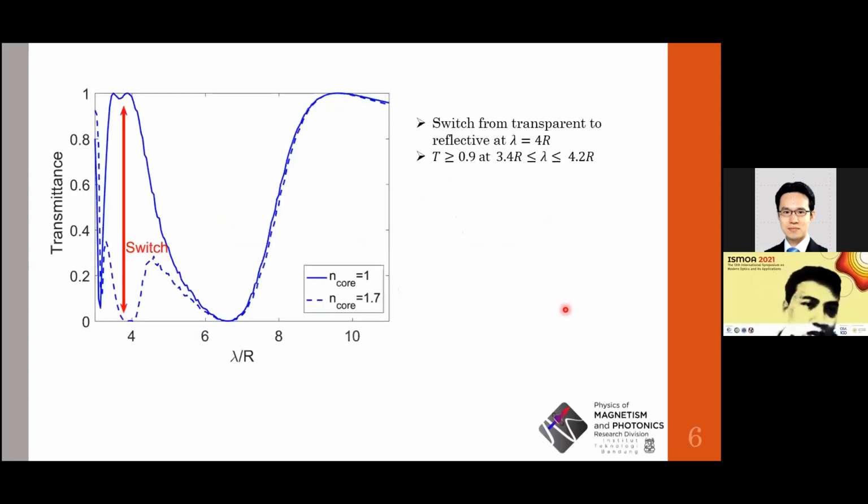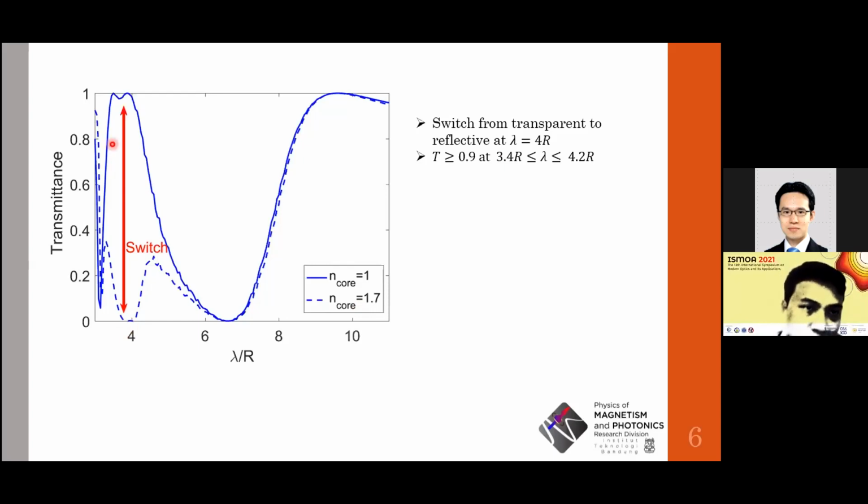Now here we are looking at the transmittance spectra of our system. The solid line is the transmittance spectra when the refractive index of the core material still equals unity, while the dashed line is the transmittance spectra when the refractive index of the core material equals 1.7. Now we have to pay attention to the range of wavelength, where the wavelength is about 4 times R here.